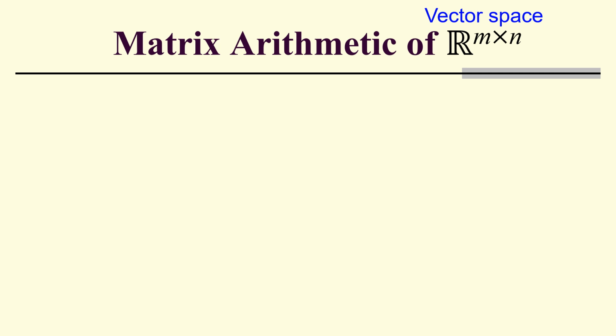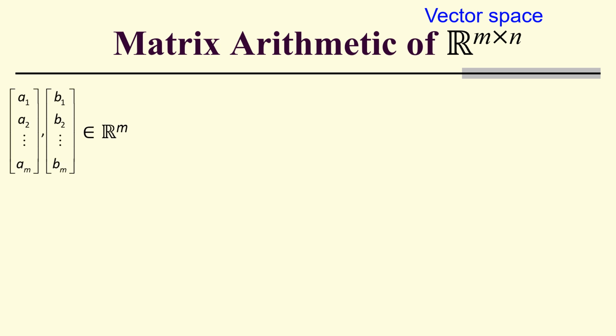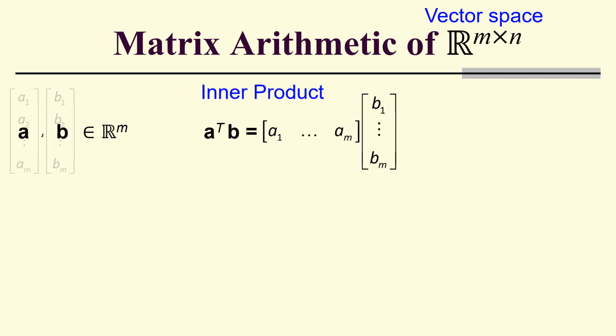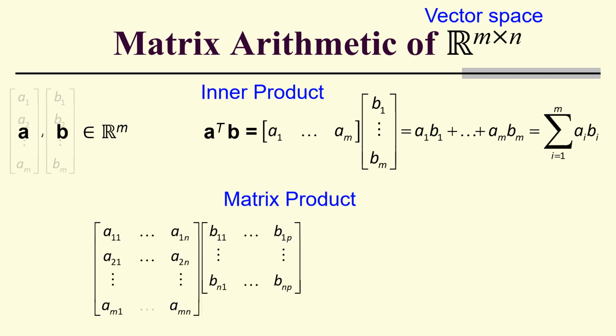Matrix arithmetic. Well, remember R^(m×n) is a vector space, so we have that arithmetic already, linear combinations. And if we have two columns a and b in R^m, then we denote those with a bold font. And we can find the inner product: a transpose b is equal to the row a transpose times the column b, which is this sum of products. Here it is in sigma notation.